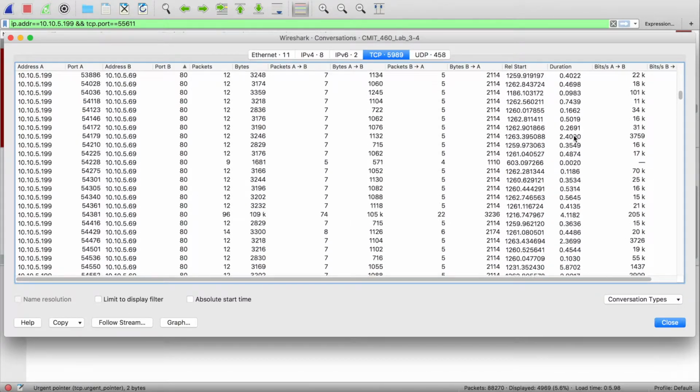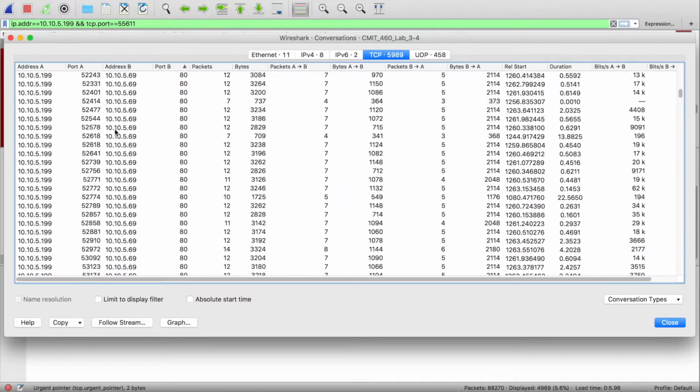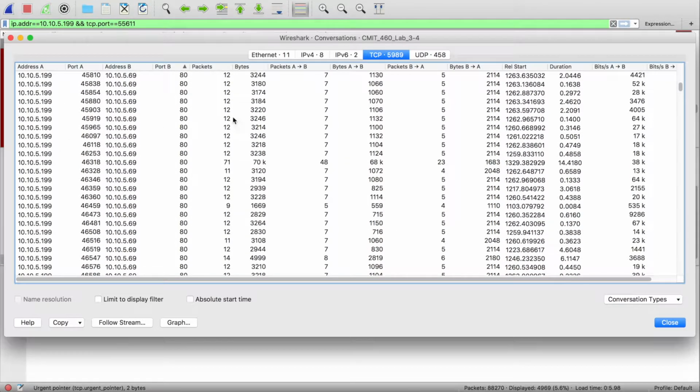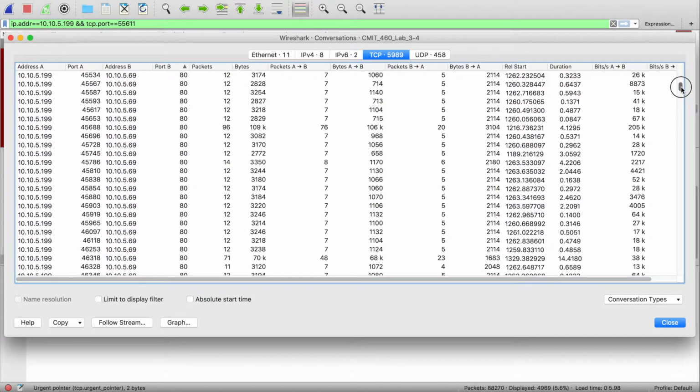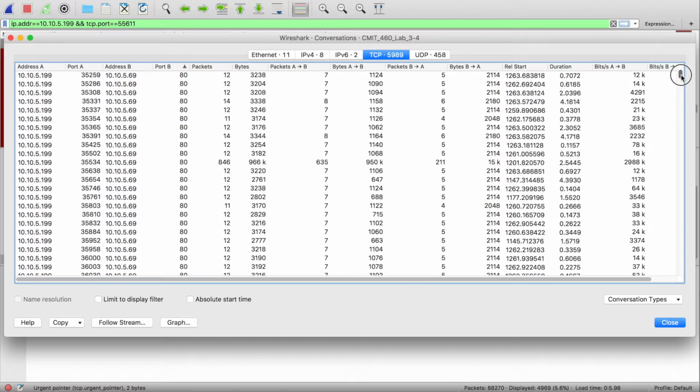As we can see here, lots and lots of short sessions from .199 to .69. That's indicative of lots of web traffic. Some clients will do a keep-alive and use the same source port over and over again when talking to a web server.